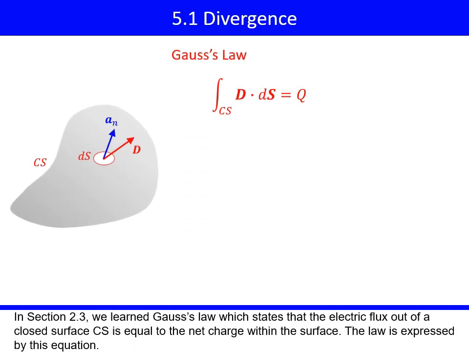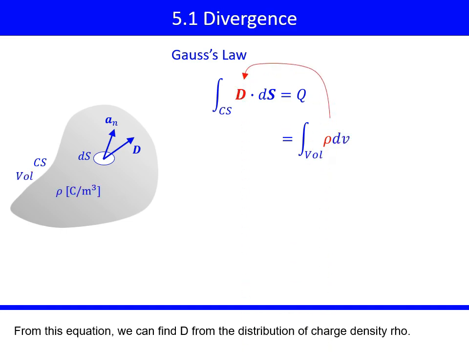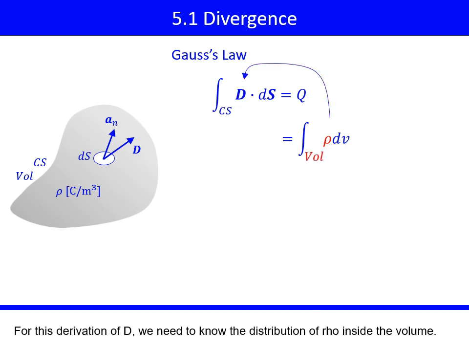In Section 2.3, we learned Gauss's law, which states that the electric flux out of a closed surface ES is equal to the net charge within the surface. The law is expressed by this equation. The right-hand side is written in the integral form of the differential charge density ρ dV, over the volume enclosed by the surface ES. From this equation, we can find D from the distribution of charge density ρ. For this derivation of D, we need to know the distribution of ρ inside the volume.